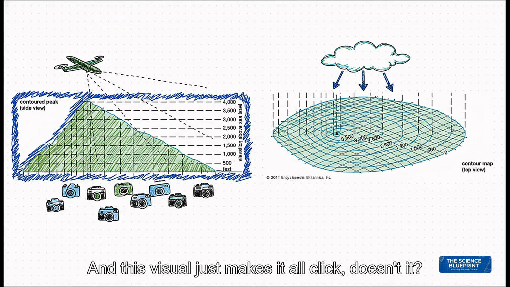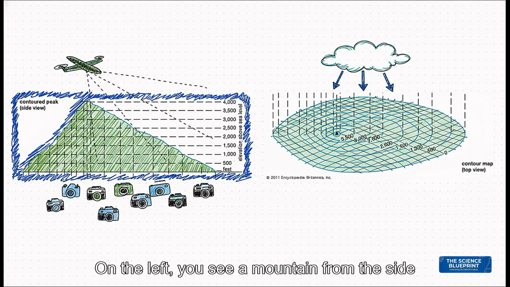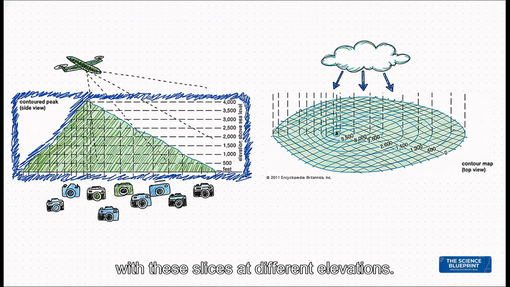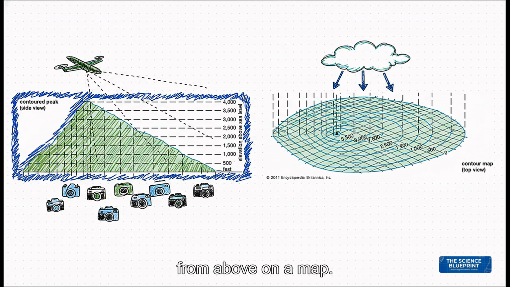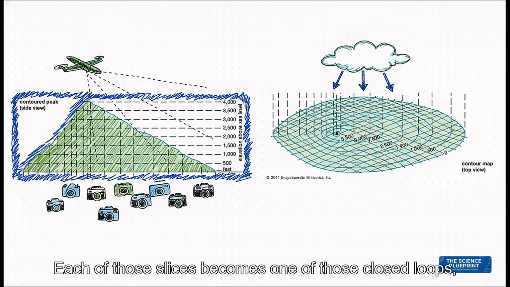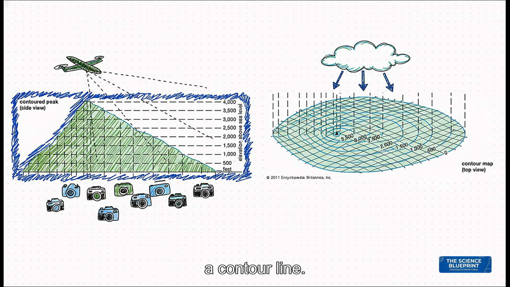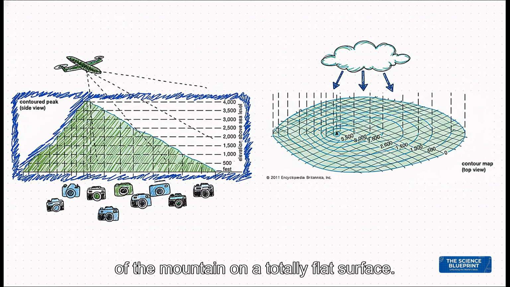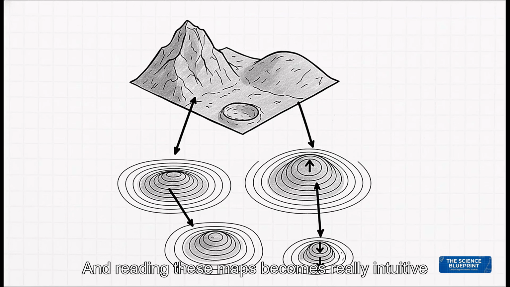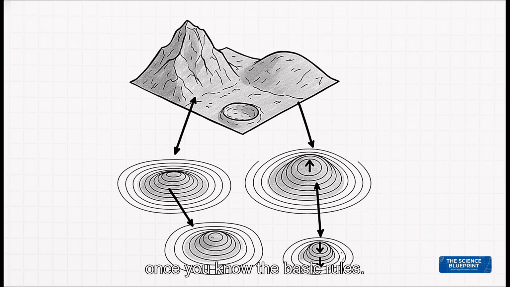And this visual just makes it all click, doesn't it? On the left, you see a mountain from the side with these slices at different elevations. On the right, you see what that looks like from above on a map. Each of those slices becomes one of those closed loops, a contour line. Just by looking at those lines, you can literally see the three-dimensional shape of the mountain on a totally flat surface.